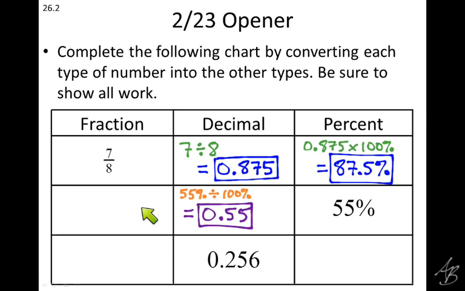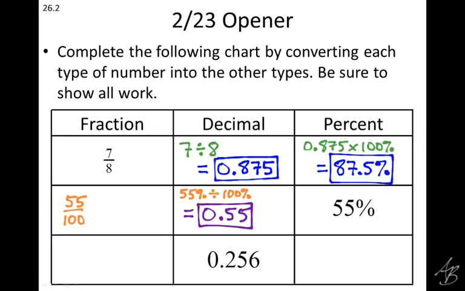How about the fraction? I could really use either one of these, but I like the percent better. How do I change a percent into a fraction? What does percent mean? Out of 100. It means out of 100, right? So how do we write 55 out of 100 as a fraction? 55 out of 100. Okay, so we're going to have 55 on top and 100 on the bottom. And that's it, right? That changes it to a fraction.